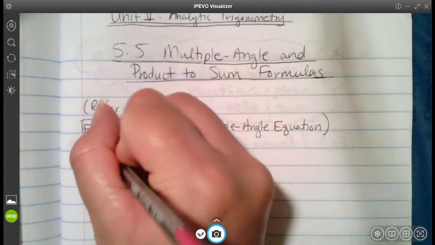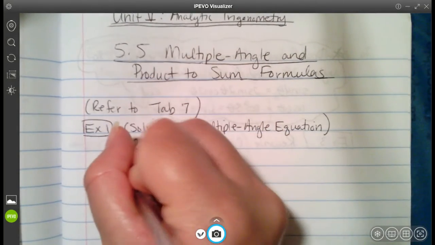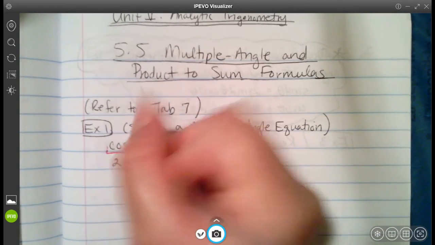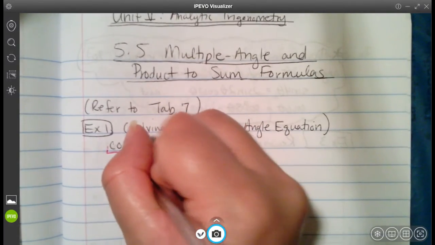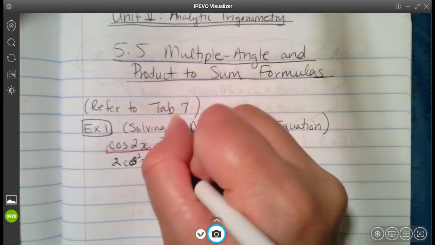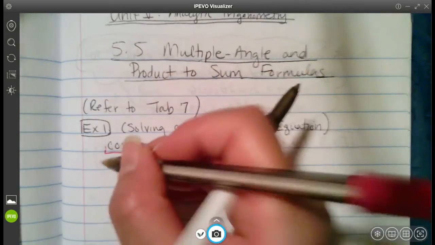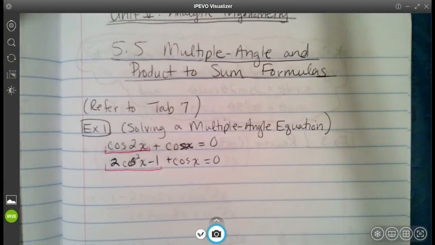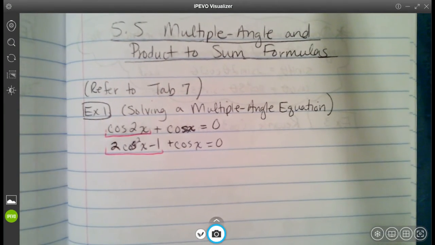We're going to replace cosine of 2x with that formula. So it is 2 cosine squared of x, minus 1, plus cosine of x equal to 0. Basically this part right here is what I replaced. This is what I am using the formula for. And I can see that this is probably going to be something that I can factor.